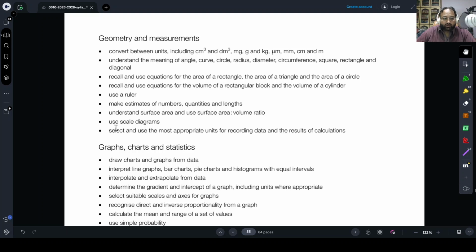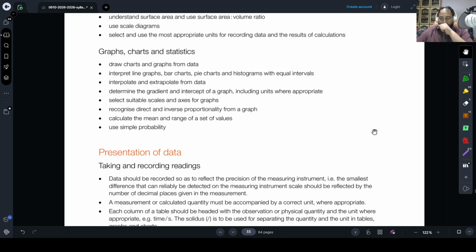Use scale diagrams. Select and use the most appropriate units for recording data and the results of calculations. What this means is, if you're measuring length, if it's not something very long, you can measure in millimeters. If it's something far longer, which is not something you'll be doing, but still, then you can do it in centimeters. Right?